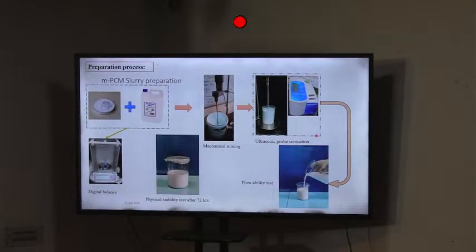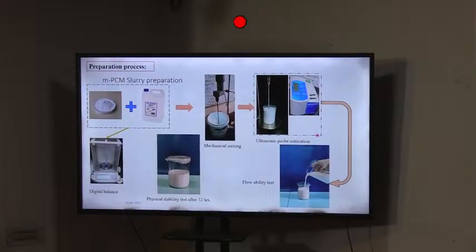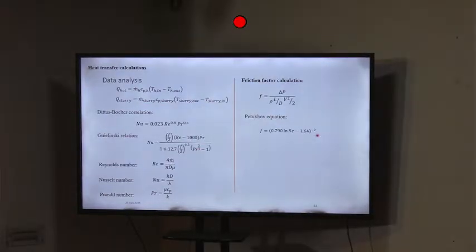So we were assured that this is a good candidate for devising a slurry distribution. Then we made the slurry. This is a comparison of mechanical mixing and ultrasonication to mix the material with water. The slurry passes through one side of the exchanger, and the other side is the hot fluid, water. Then we have to do the heat transfer calculation.